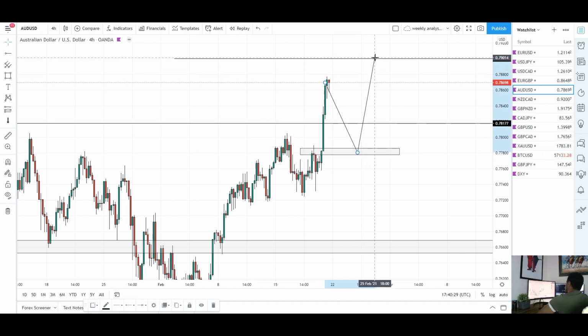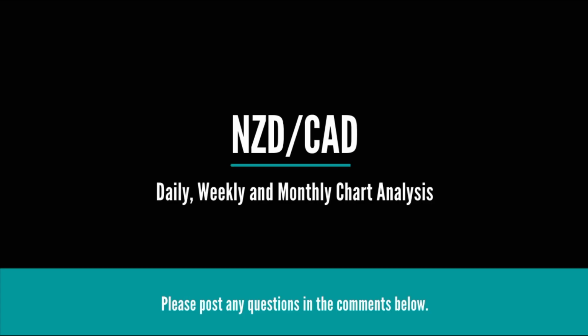But again, that could be a really nice place to look to buy, and could see price take off to the upside again and tap into 0.79. So bias is still to the upside for AU. Likely to see some retrace to start the week off, but I still think the bigger move is to the upside for AU. Now let's take a look at NZD CAD.